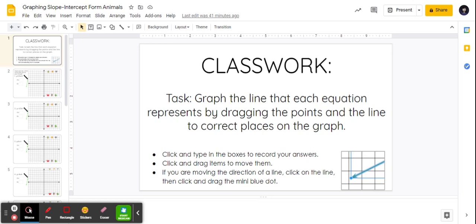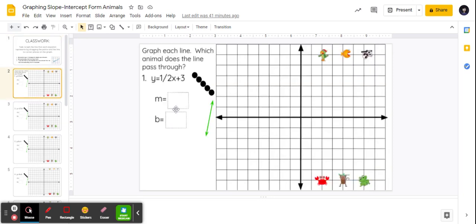I want to make sure I click and type in the boxes to record my answers. I want to click and drag the items to move them. If you're moving the direction of a line, we want to make sure we click on the line and then click and drag the mini blue dot. So that's this little dot in the corner here. That'll help us stretch our arrow in any direction that we want. So what our task is going to be is there are 12 problems that look just like this. And you need to graph each line, and you need to figure out which animal the line will pass through. We've got a parrot, a fish, a panda, a frog, a monkey, and a crab.